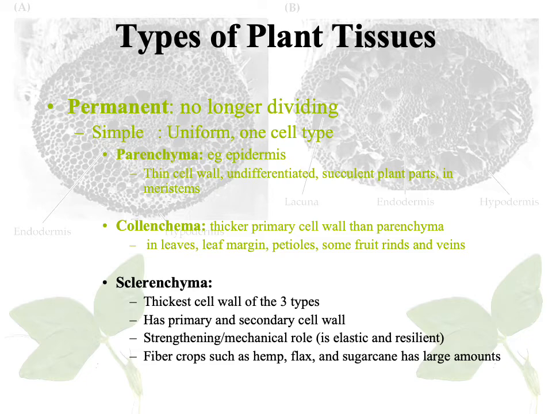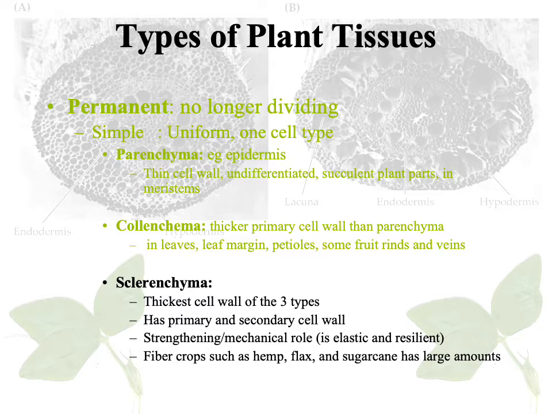And then finally, we've got the sclerenchyma. The sclerenchyma is the very hardest of the 3 types of permanent plant tissues. They're the thickest cell wall of the 3 types. These actually have a secondary cell wall as well as a primary cell wall. They are strong, and they usually have a mechanical role beyond that of veins.